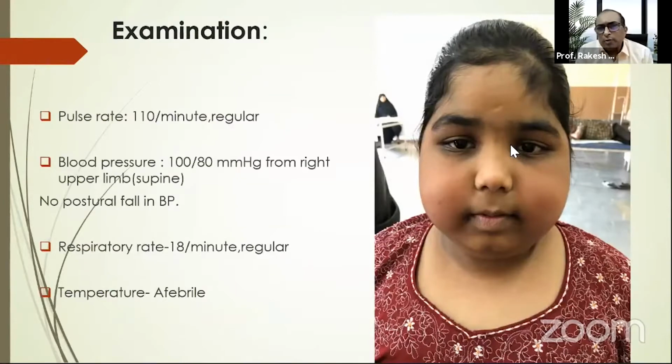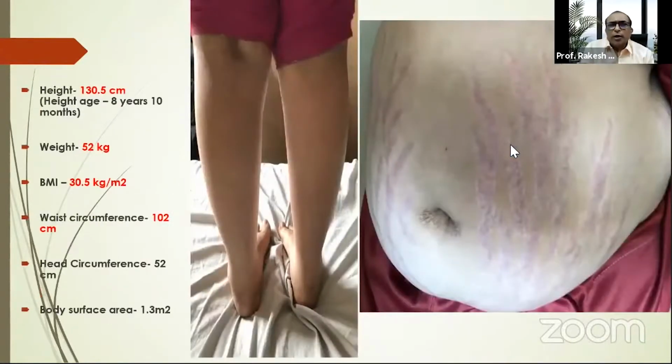And this is a picture, as you can see very clearly, that she has the appearance of Cushing's features, typical moon facies, and her blood pressure was normal. She had typical striae on the abdomen, and you can see that her height was 130.5 centimeters at the third centile, and her height age was corresponding to 8 years and 10 months. So about 2 years delay in her height. And her weight was 52 kgs, a BMI of 30.5 kg per meter square, and a clear abdominal obesity, as you can see on the picture, and also her waist circumference of 102 centimeters.